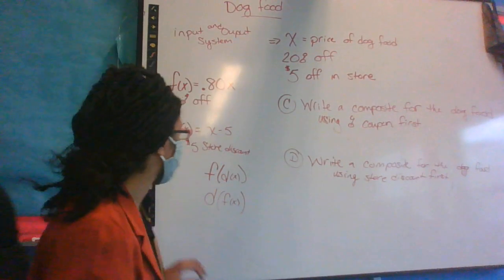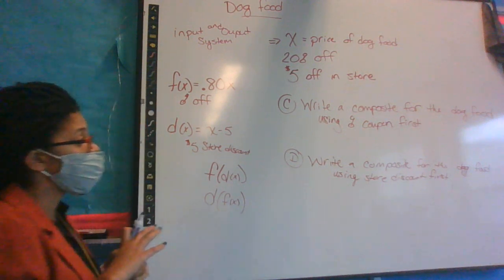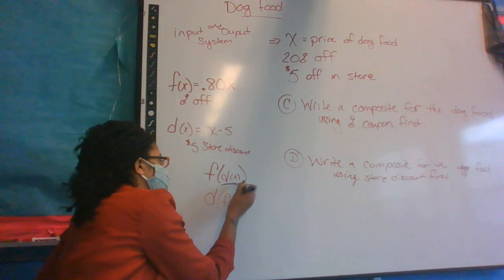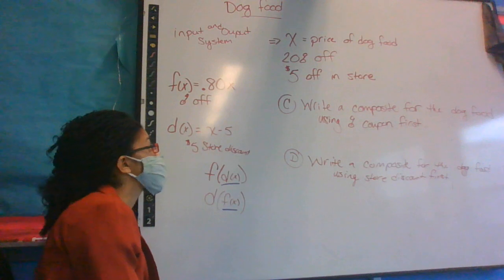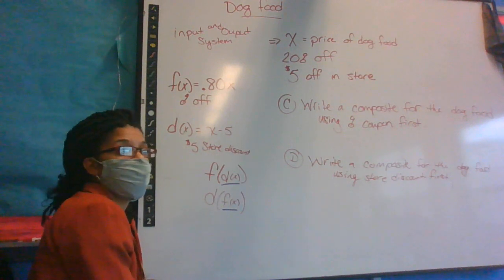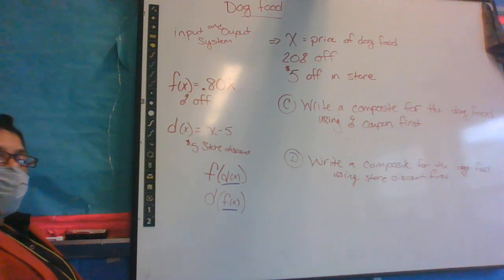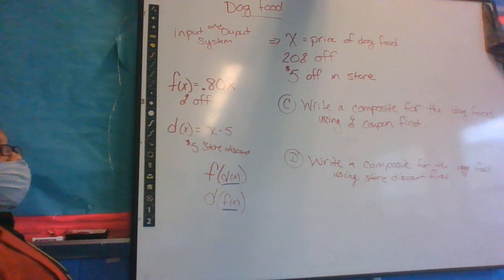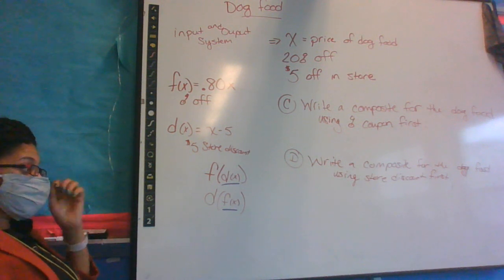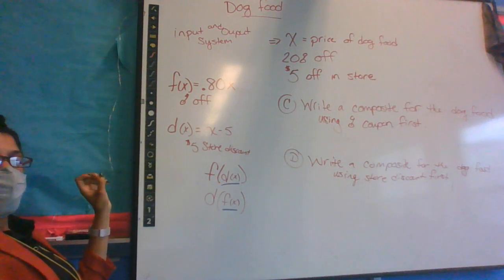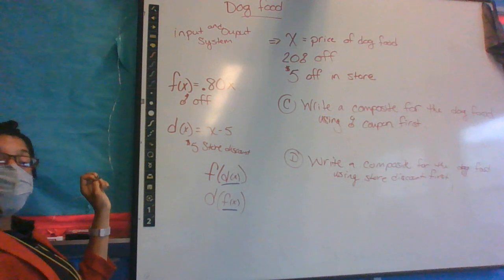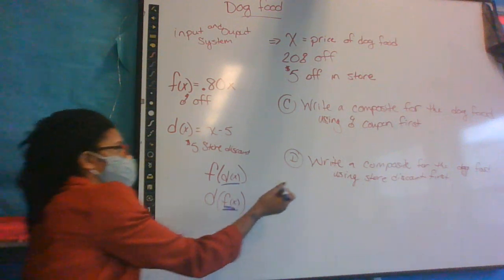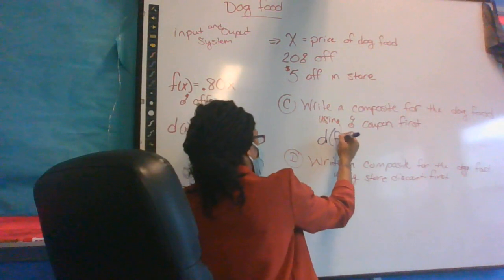All right. So, it says write a composite function for the dog food using the coupon first. Which one of these shows using the coupon first? F of D or D of F? Lots of mixed things. So, which one is the coupon? F or D? F. How do we know which one goes first? The first one is always inside what? The parentheses, because in the order of operations, you always do the parentheses first. So you want F inside the parentheses. So this function is going to be D of F of X.